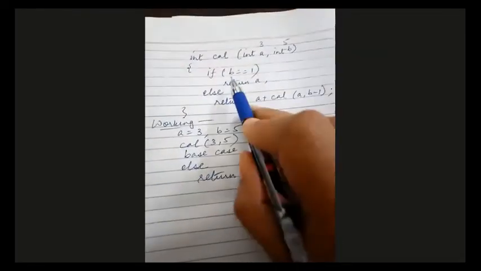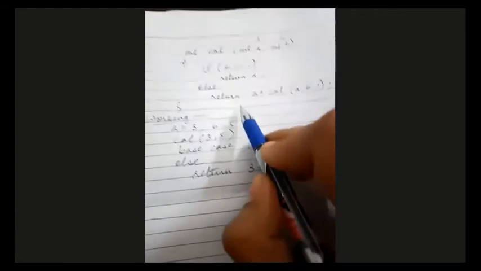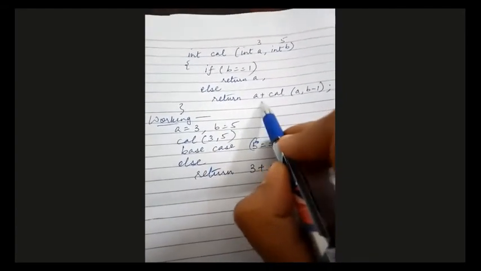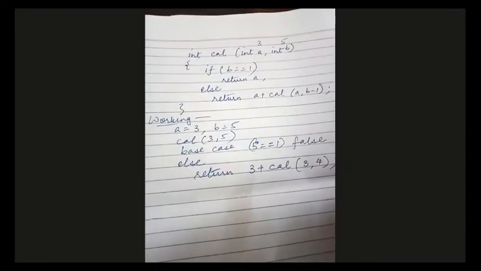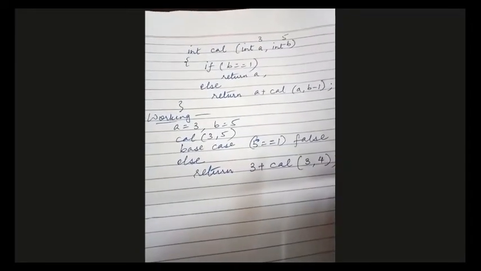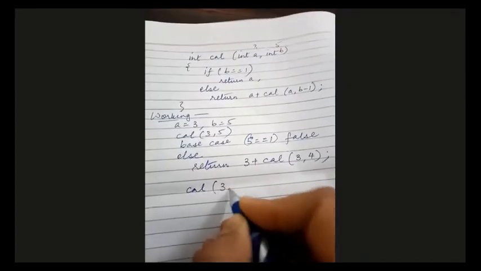Now the same function will be called with the values 3 and 4. Again it is going to check whether 4 is equal to 1. It is again false, so the base case is not true. We go to the else part. In the else part, this is the processing statement and this is the recursive call. Processing statement and recursive call written together, in which type of recursion? Tail recursion. Yes, processing statement and recursive call are written together in tail recursion. So we'll call the cal function with the values 3 comma 4.